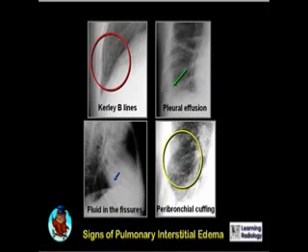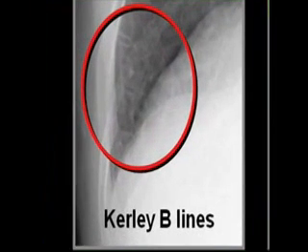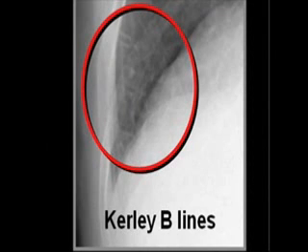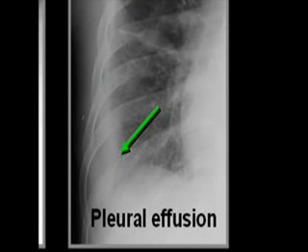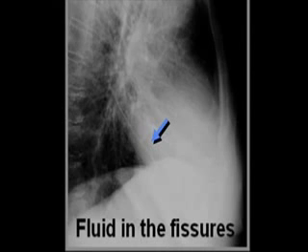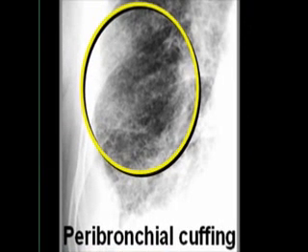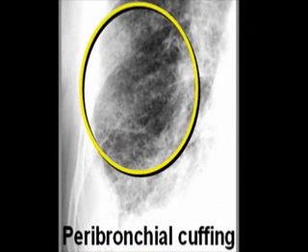The four reliable signs of congestive heart failure on conventional radiography are curly B lines, pleural effusions, fluid in the fissures, and peribronchial cuffing.